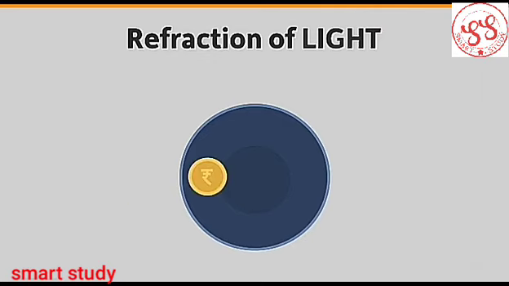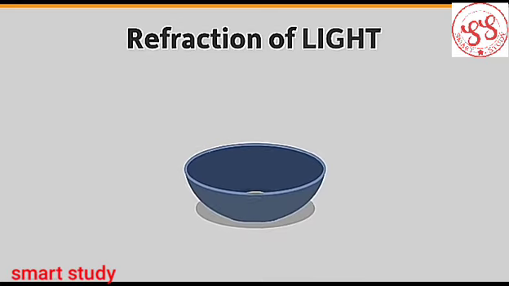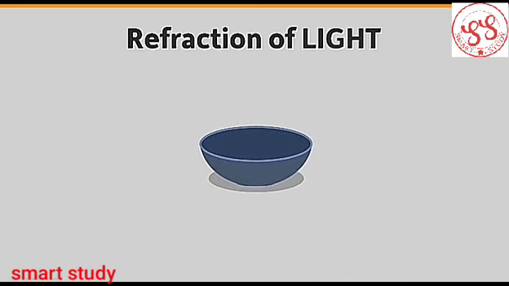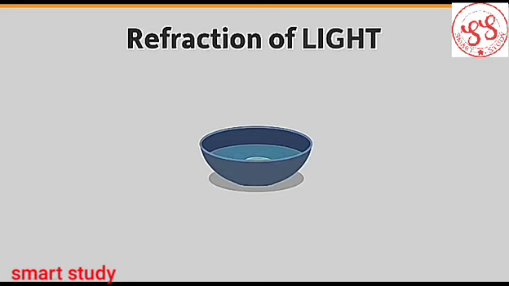Take a coin and put it in an empty container. Keep going backwards and adjust your position in such a way that the coin just disappears from your sight. Now pour any transparent substance, say water, into the container. Did the coin reappear even though your position is unchanged? Yes, and this is due to the refraction of light. The light bends and reaches our eyes.